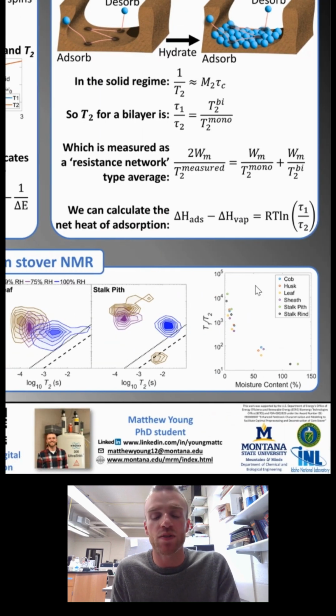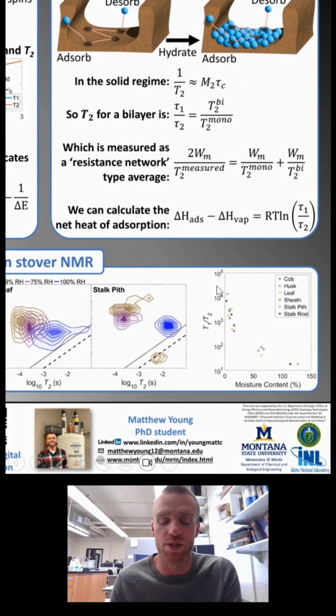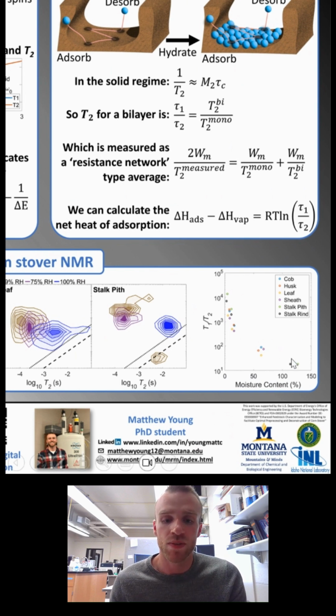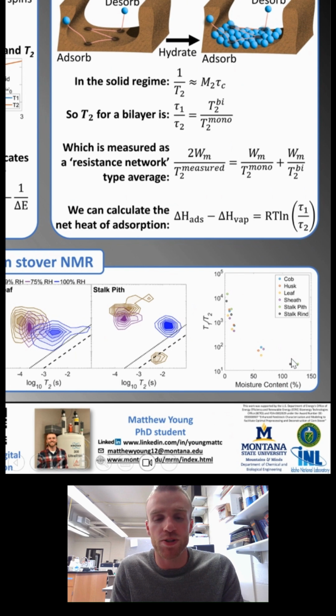And so we did this for all 6 fractions, and we plotted that T1 over T2 ratio with moisture content. And we can see that with increasing moisture, that T1 over T2 ratio decreases, which means that adding water increases surface mobility within these materials. So that's kind of the gist of our poster, and what we wanted to get across is the usefulness of NMR relaxometry to measure these thermodynamic properties and to estimate surface mobilities.